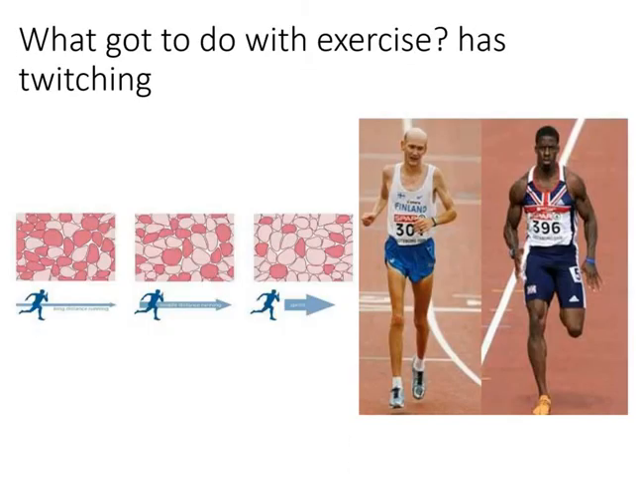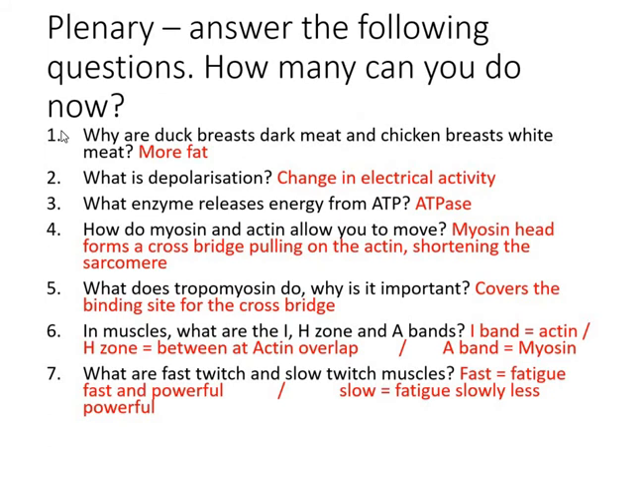Okay, so fast twitch and slow twitch. What's the difference? A reminder, fast twitch is going to be more powerful, it's going to fatigue more quickly, and slow twitch is going to be more resistant to fatigue. And if we were to look at what they look like under the microscope, slow twitch fibres are going to look more red because they're going to have more myoglobin stored within them. So here are the answers to all of them, and I added a couple more in there.